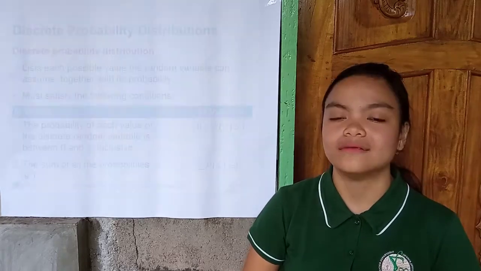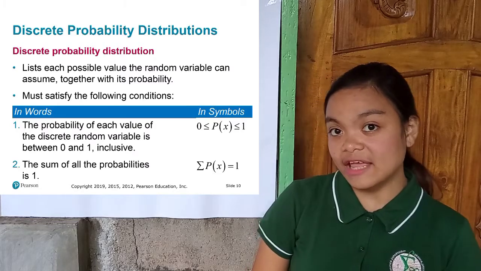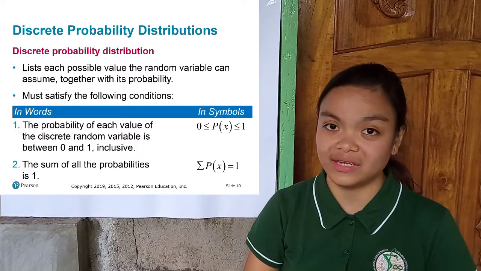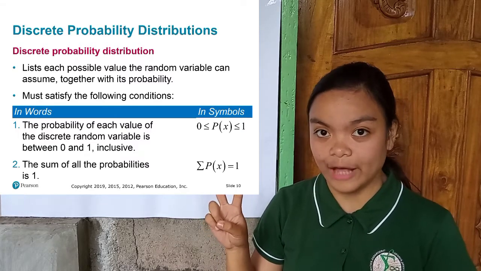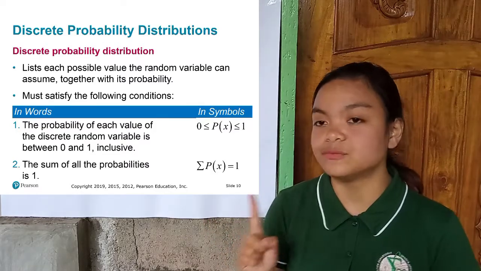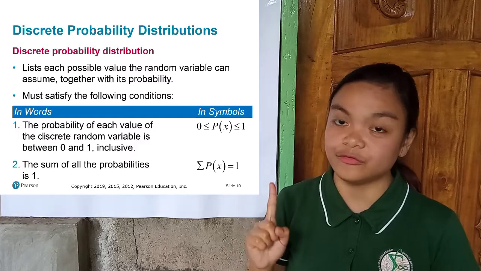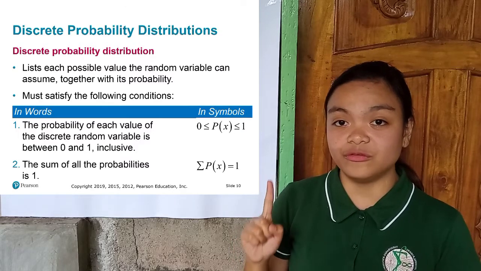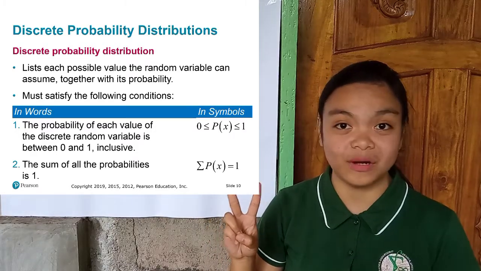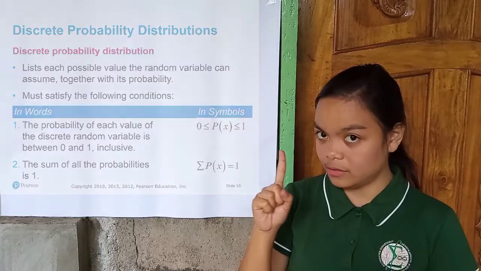Since you've mastered and understood what a random variable is, it's now time to proceed to knowing about discrete probability distributions. A discrete probability distribution is a list of all the values the discrete random variable can take along with its probability. There are two conditions you must take into account when making a discrete probability distribution. The first condition is that the probability of each value of the discrete random variable is between 0 and 1 inclusive. The second is that the sum of all those probabilities must be equal to 1.